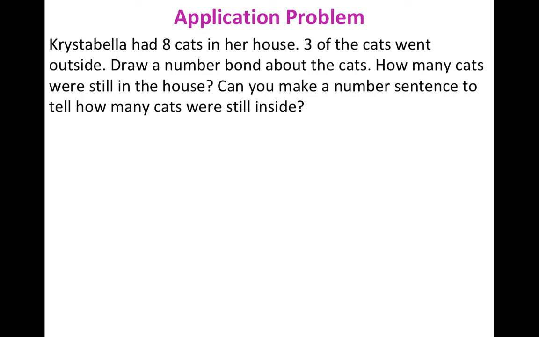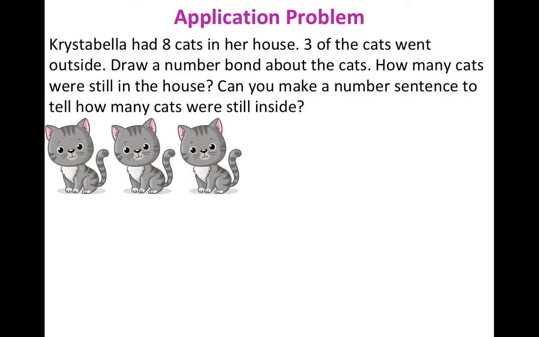And can you make a number sentence to tell how many cats were still inside? So from our number sentence, we have to figure out, and from our number bond, we will see how many cats were still inside the house. So before we begin with the number bond and the number sentence, let's draw the cats. So how many cats are there? Who can tell me from looking at the screen? You can call out. That's right, we have 8 cats.